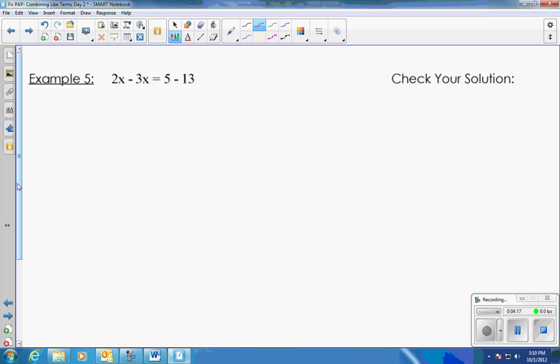Example number 5. This one's a little bit different. So I've got 2x minus 3x, that's negative x. And I've actually got some stuff over here that I can combine as well. So 5 and negative 13 makes negative 8. Now remember, this means the opposite of x. So if the opposite of x is negative 8, then x is positive 8.